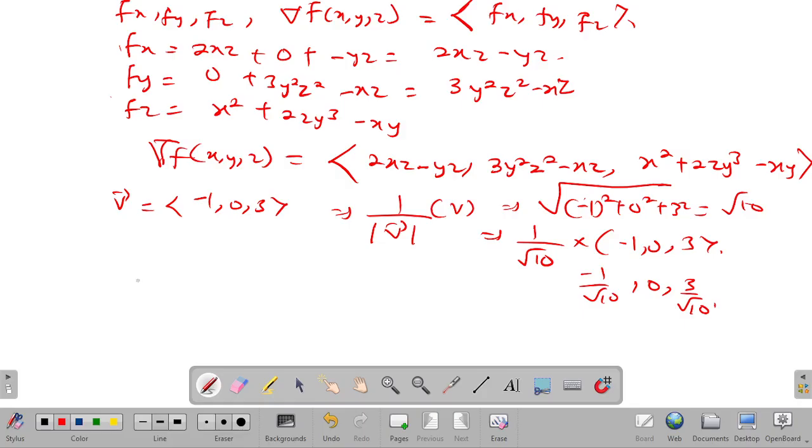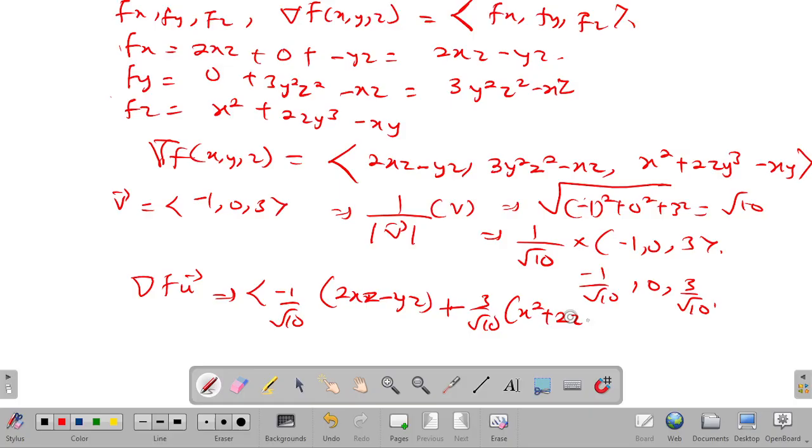Therefore, our directional derivative fu will be equal to simply this gradient function dot this vector, right? So I'll take negative 1 over root 10, multiplying my first gradient function term. Then I'll have 0 times this, which will give us 0, right? Since it's a dot product, you add. So plus 3 over root 10 multiplying x squared plus 2zy cubed minus xy.